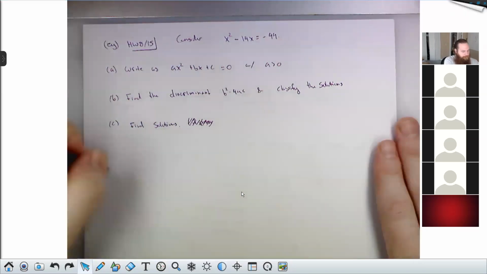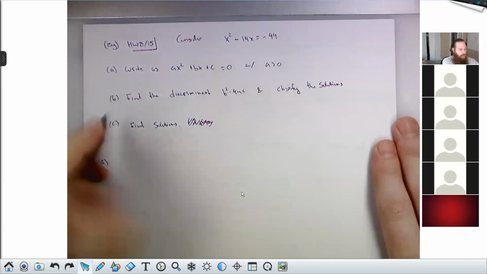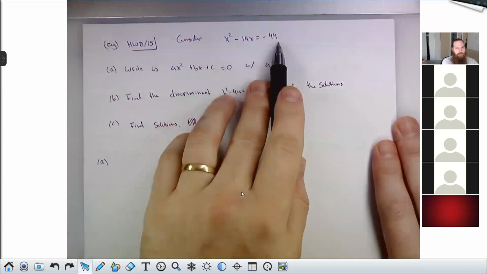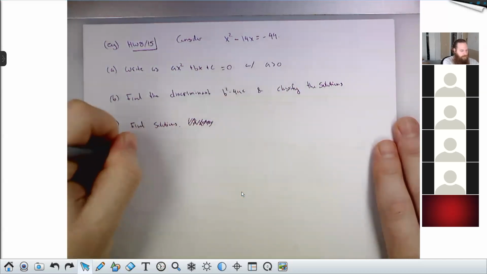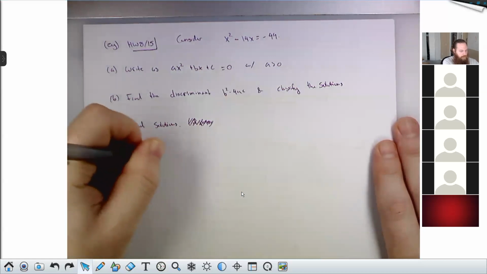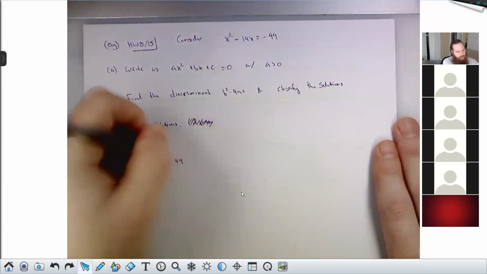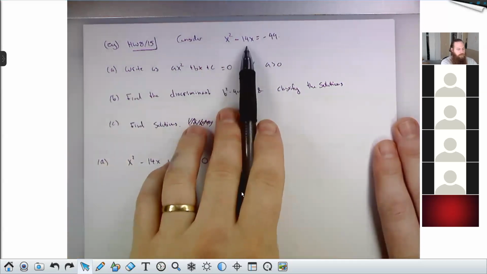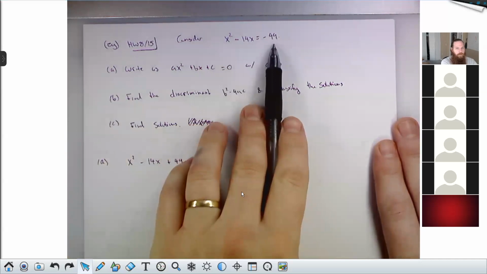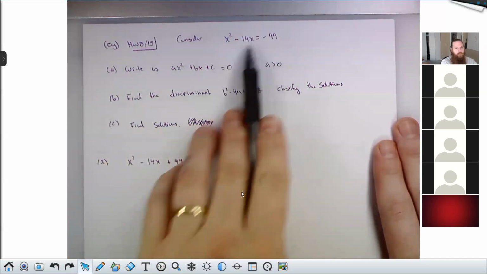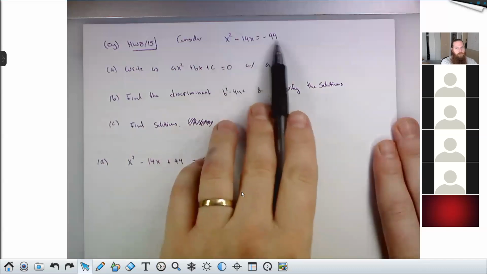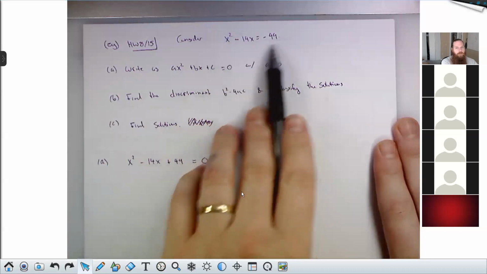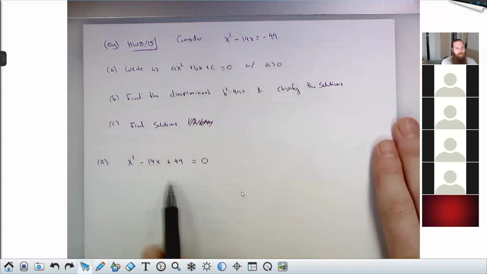So for part A, if I want to rewrite this in this form, I just have to add the 49 to both sides. Right. I've got x squared minus 14x equals negative 49. The only difference between that and the form that they're asking me to write it in is that there's not a 0 over here. A is already positive here. A is 1. So I just need to add the 49 over. And that puts me in this form.